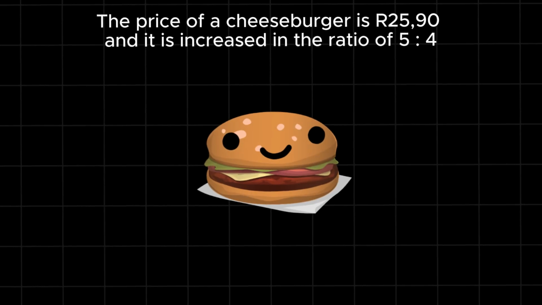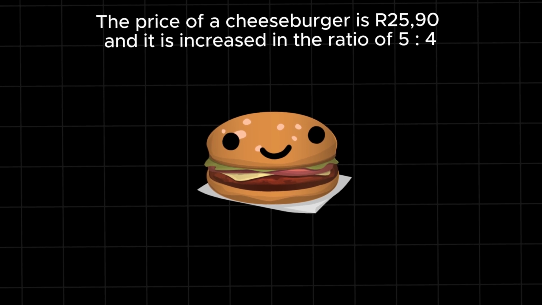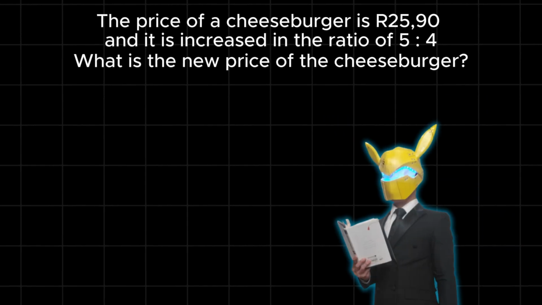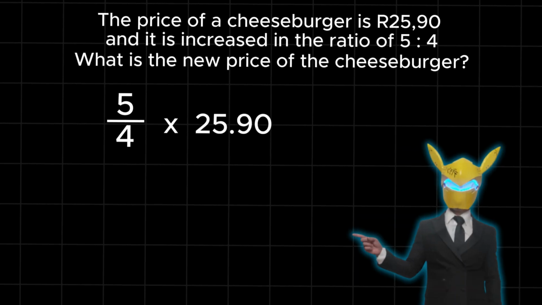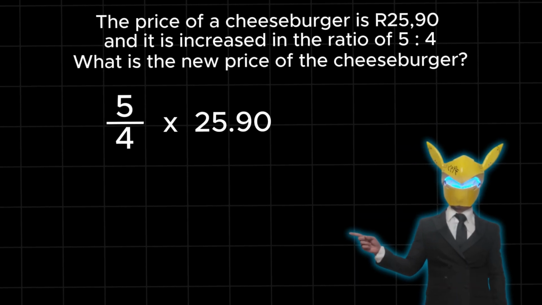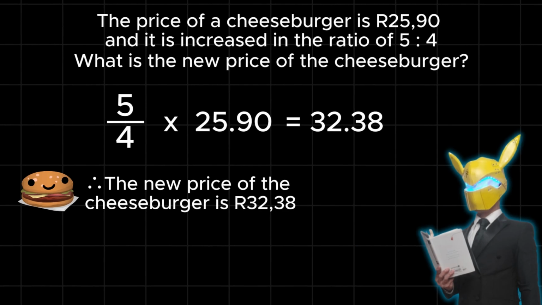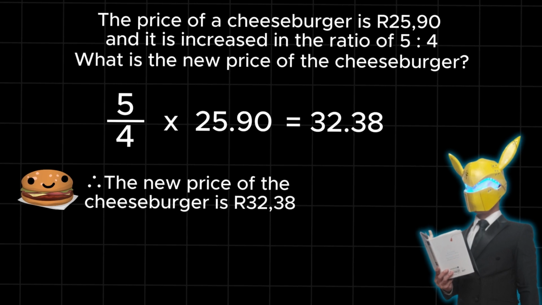The price of a cheeseburger is 25 Rand 90, and it is increased in the ratio of 5 to 4. What is the new price of the cheeseburger? We are increasing, so we take the bigger number and put it on top. 5 over 4 times 25.90 equals 32.38. Therefore, the new price of the cheeseburger will be 32 Rand 38 cents.